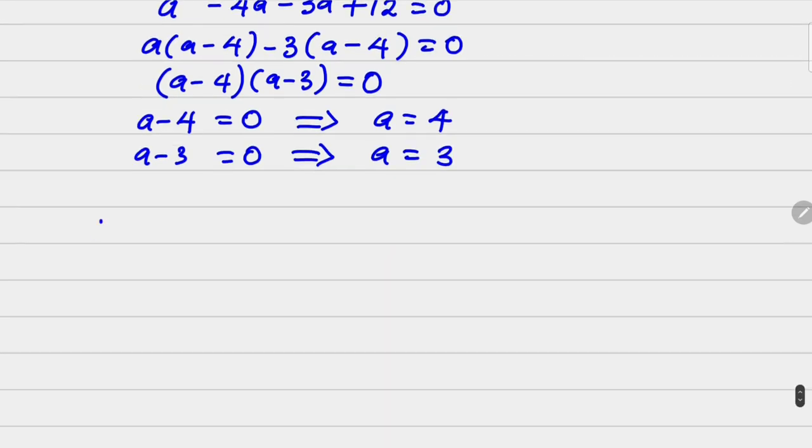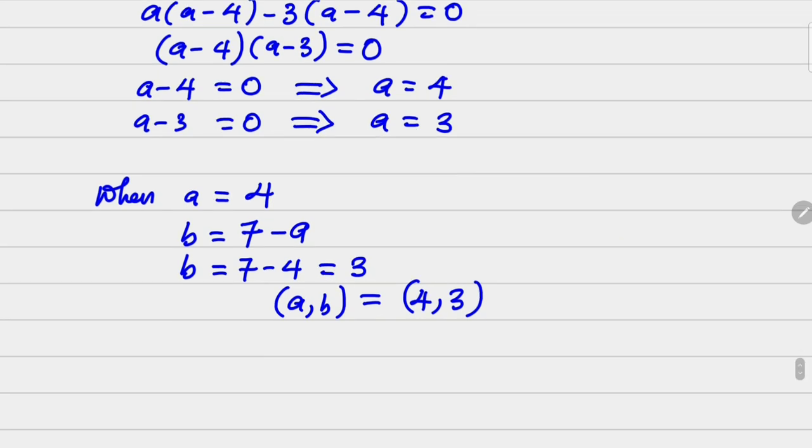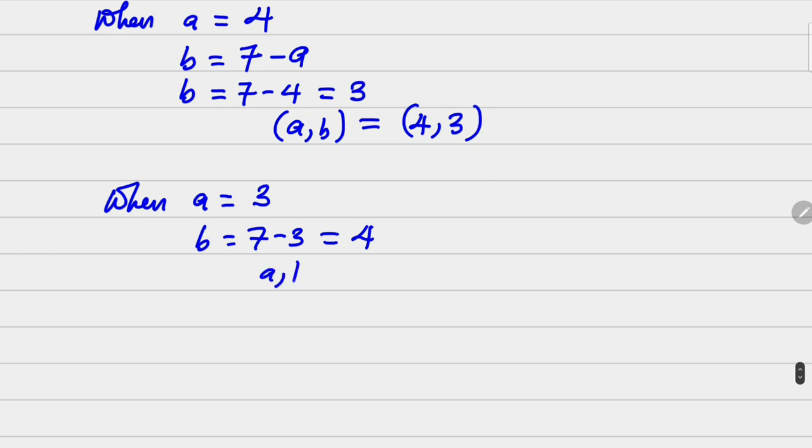Good. Now, when a is equal to 4, remember we said b is equal to 7 minus a. So b now will be equal to 7 minus 4, which is equal to 3. So if I have a comma b like this, then it is going to be 4 and 3. All right, good. Now when a is equal to 3, b will be 7 minus 3, which is equal to 4. Now combining it as a comma b, I'm going to have 3 comma 4.